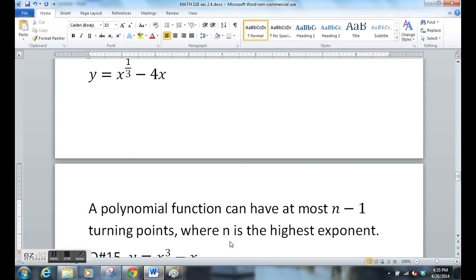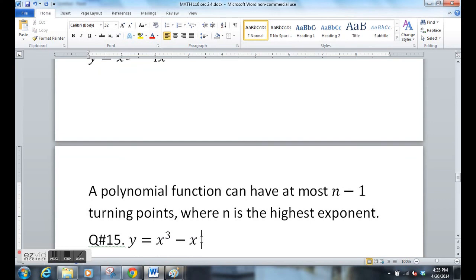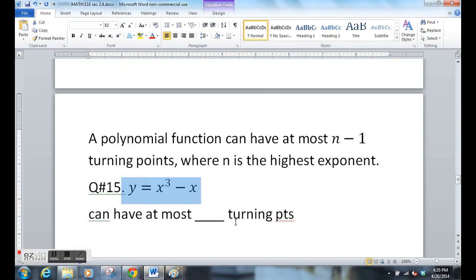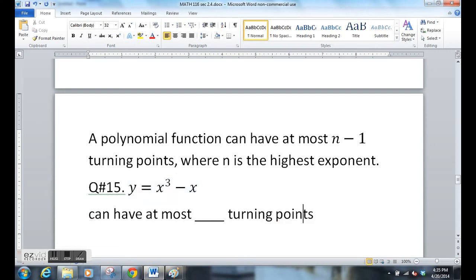So in this case, suppose you had this graph right here, question number 15. How many turning points, and you had this question, this graph, y equals x cubed minus x can have at most blank turning points. Well, in this case, this is a polynomial function because there's no radicals or square roots. 3 is the highest exponent, so you subtract 1, so 3 minus 1 is 2. So the answer is it can have at most 2 turning points.